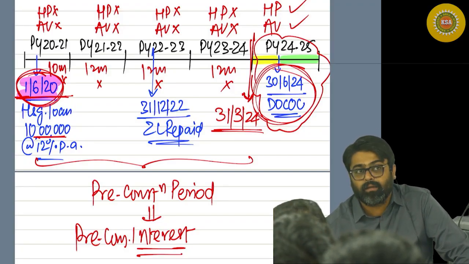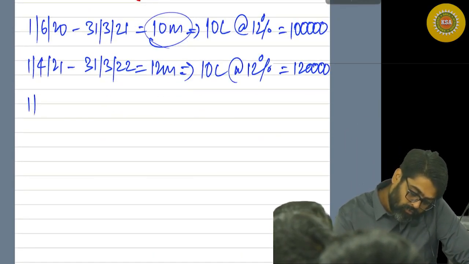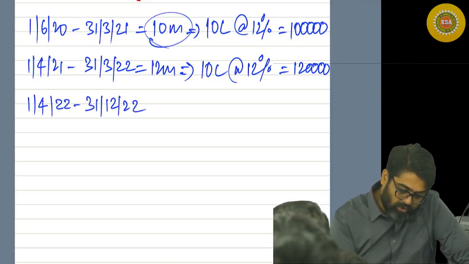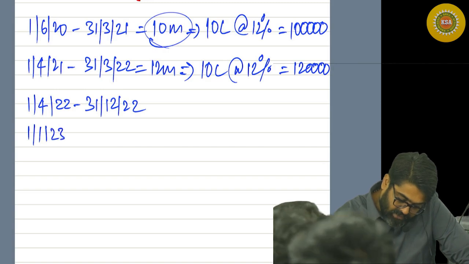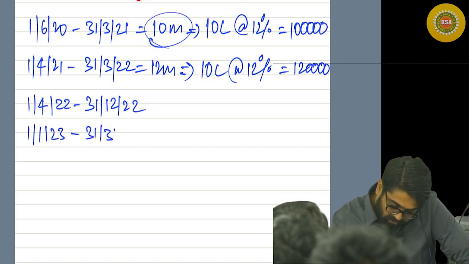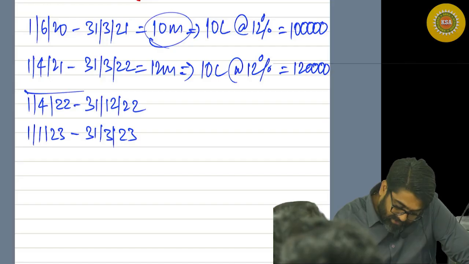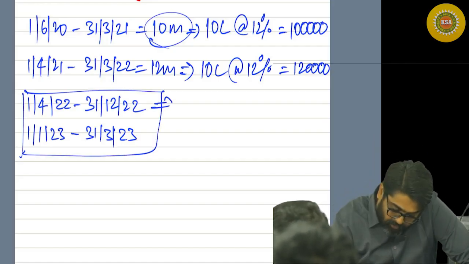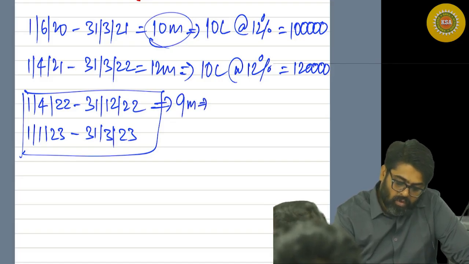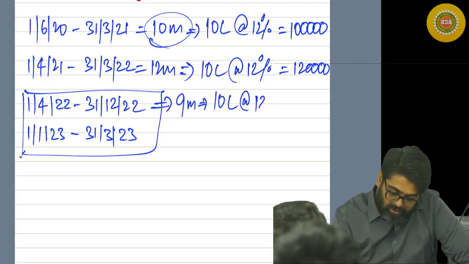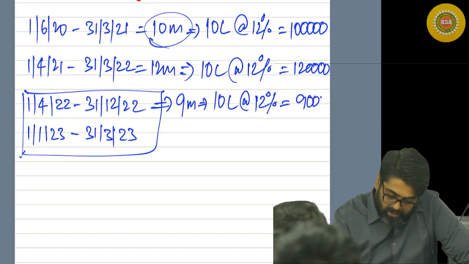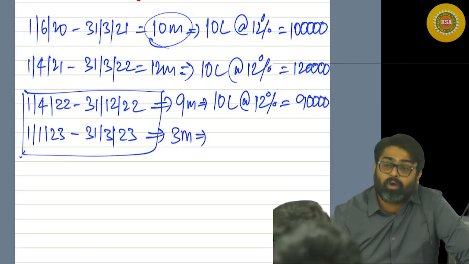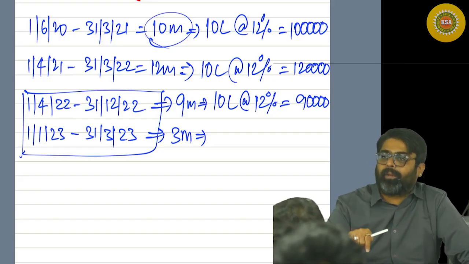On what date? So can I say from 1st of April 2022 to 31st December 2022 and then 1st of January 23 to 31st March 2023. This is your previous year 22-23. During this period of 9 months, the loan outstanding was 10 lakh at the rate of 12%, the interest will be 90,000. And for this period of 3 months, the loan amount outstanding will not be 10 lakh because you have already repaid 2 lakhs.